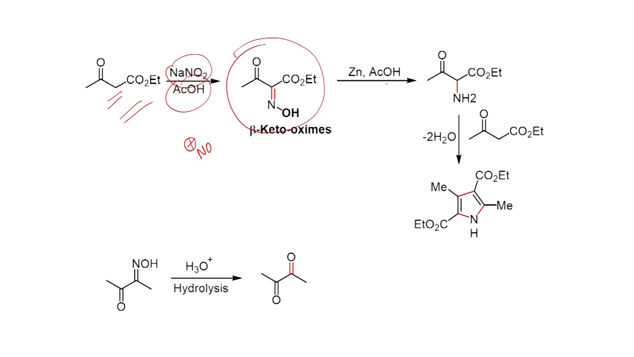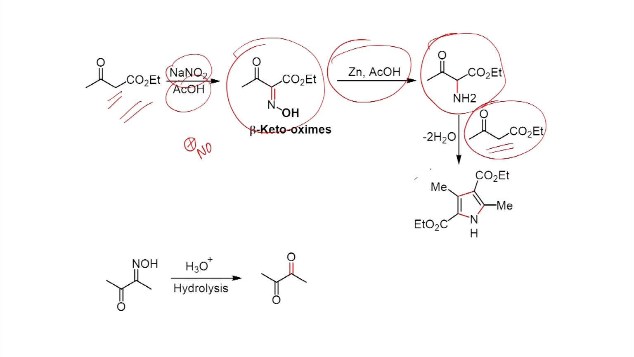it can be readily reduced using zinc in acetic acid, and you can get this amino derivative. Once you form this amino derivative, it can be readily reacted with another molecule of ethyl acetoacetate, then in this way you will be able to form the tetrasubstituted pyrrole as a product. This is one of the effective synthetic routes to construct a highly substituted pyrrole.